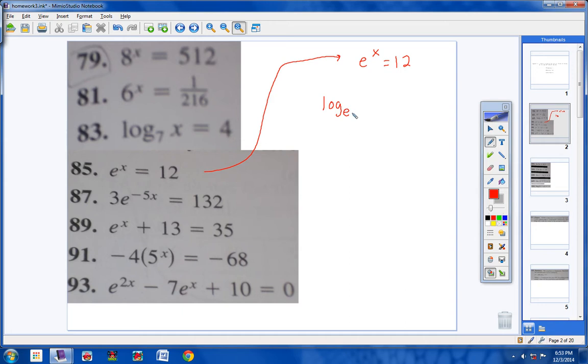Now, why did I choose base e? Because the base of my unknown was an e. So I'm going to take log base e of both sides, okay? So log base e of both sides, go ahead and bring this down. And here we go. Notice here your base matches your base. So all of this is gone, and you're left with your exponent. X equals natural log. Log base e is natural log of 12. So x equals natural log of 12, which would be 2.485. Rounded correctly, 2.485. Okay? All right, number 87.